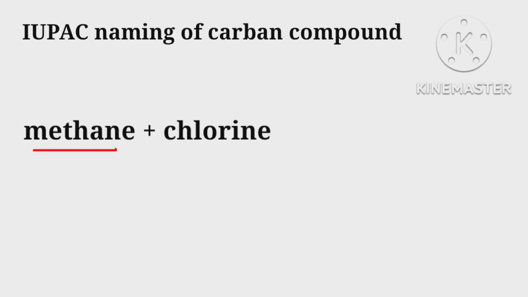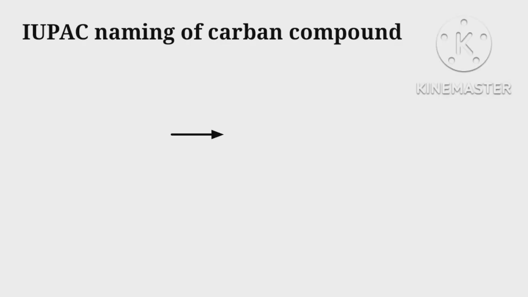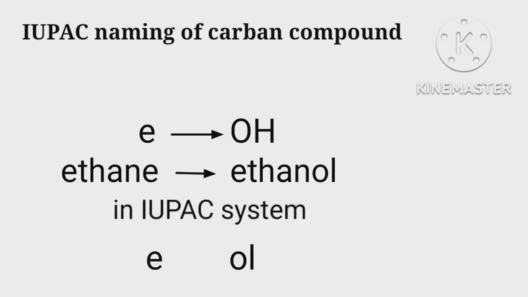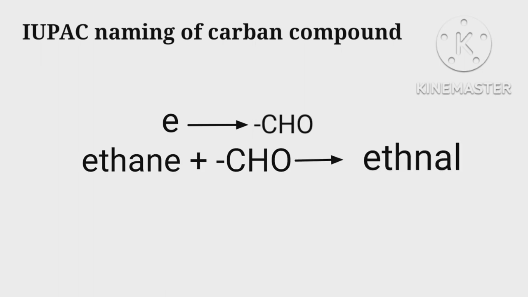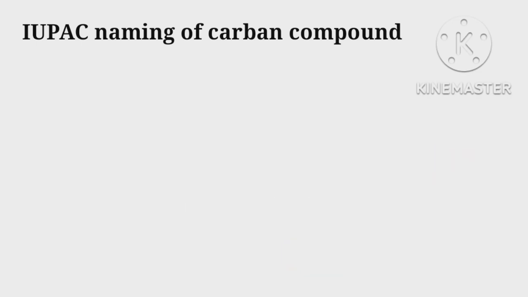When methane reacts with chlorine, the H of methane will be replaced by chloro, so the name becomes chloromethane. When the E of ane is replaced by an OH group, alcohols are formed. In the IUPAC system, the E is replaced by ol. Similarly, when the E of ane is replaced by a CHO group, aldehydes are formed. In the IUPAC system, the E is replaced by al.